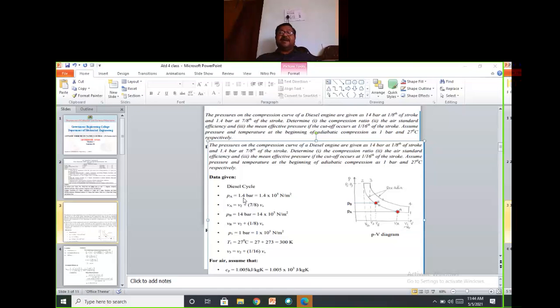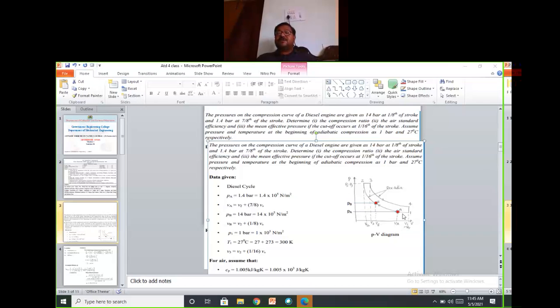Diesel cycle PV diagram. Here you see 1 to 2 is the compression process, 3 to 4 is the expansion process, 2 to 3 is constant pressure heat addition, and 4 to 1 is constant volume heat rejection, as you all know. But here he is mentioning the pressure on the compression curve. The compression curve is this one, the 1 to 2 compression process. The pressure on the compression curve of the diesel engine is given as 14 bar after 1/8 of the stroke.